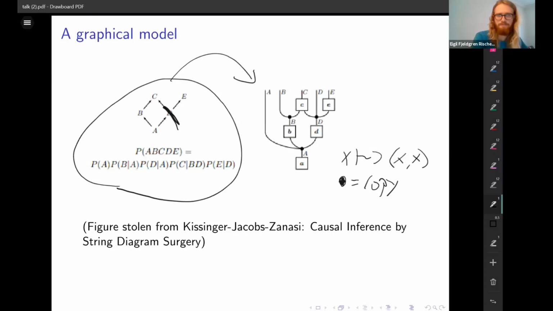I guess I should say I've stolen this figure from a paper, which I'll put a link to at the end, which tells you that you can make sense of the statistics of this graphical model in terms of the string diagram that it induces. So that's a really good paper using this approach to statistics, even though they don't call them Markov categories, but copy-delete categories instead.